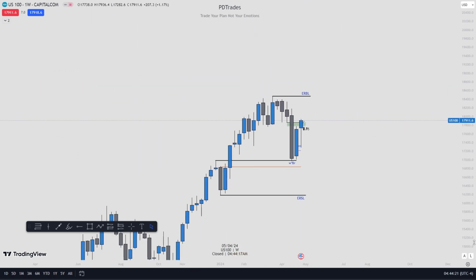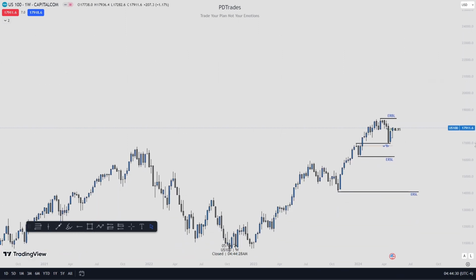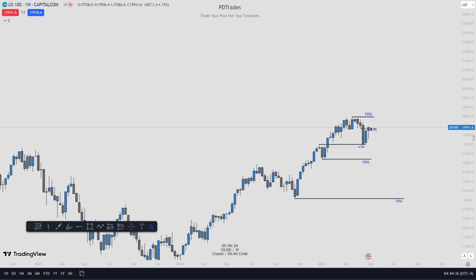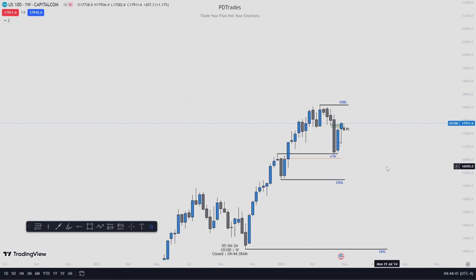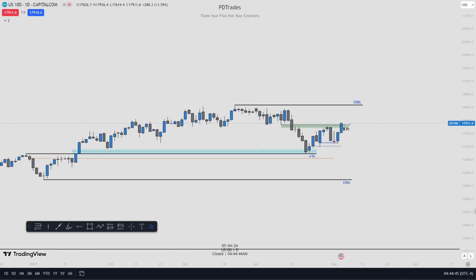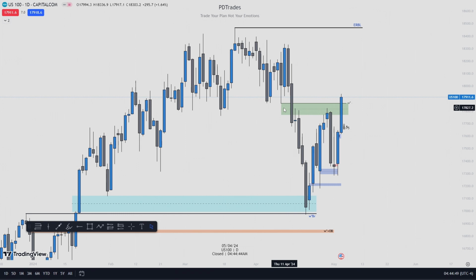So now we want to see, where does price reject? Does it reject, or does it continue pushing to the buy side, aiming for that? Because remember, Nasdaq has been bullish for quite a while now, right? Nasdaq has been really bullish. So right now, we feel that weekly imbalance here, right?